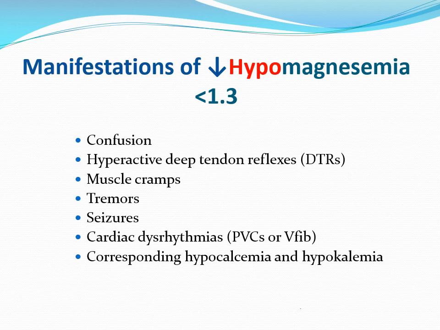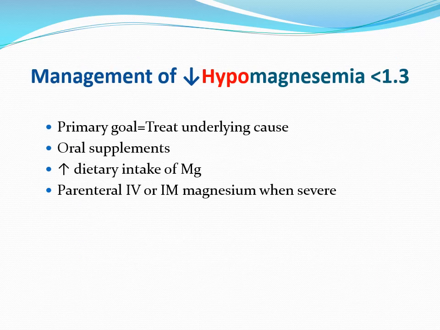Manifestations, you usually see confusion, hyperactive deep tendon reflexes, muscle cramps, tremors, seizures, cardiac dysrhythmias such as PVCs or VFib, and corresponding hypocalcemia or hypokalemia. Management, our primary goal is to treat the underlying cause. Oral supplements, decrease dietary losses of magnesium, and then parenteral IV magnesium whenever it's severe enough.